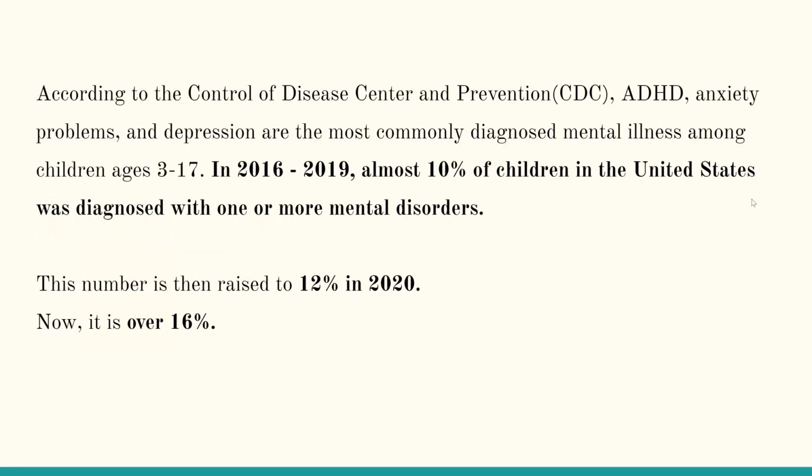According to the Centers for Disease Control and Prevention, also known as the CDC, mental illnesses such as ADHD, anxiety problems, and depression are the most commonly diagnosed mental illnesses among children ages 3 to 17. In 2016 to 2019, almost 10% of children in the United States were diagnosed with one or more mental disorders. Just for reference, 10% of this population is about 6 million children.